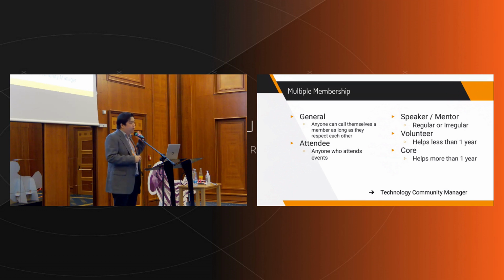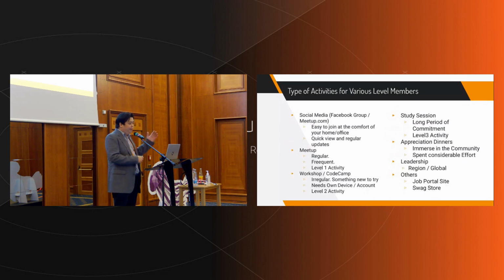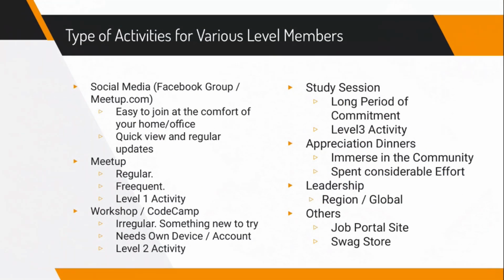There's general, anyone who's curious can attend. Maybe they'll come once, twice. There's the regular attendee, and hopefully they become speakers and mentors, regular or irregular. They'll volunteer, and of course your core. And I put a little icon there for the technology community manager. Usually if you're based on a technology, then you also need help from the technology itself, so from Canonical, a community manager like Philip. And of course, every member type should have an activity addressed to them.